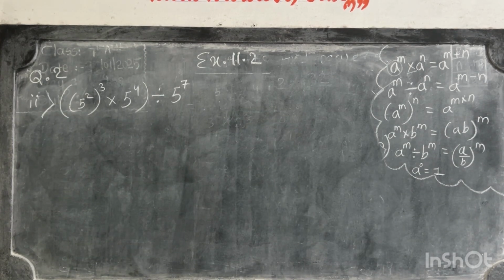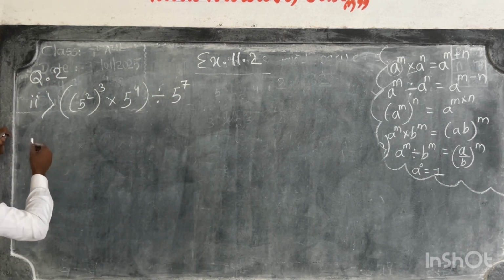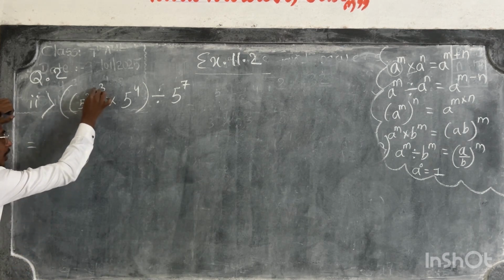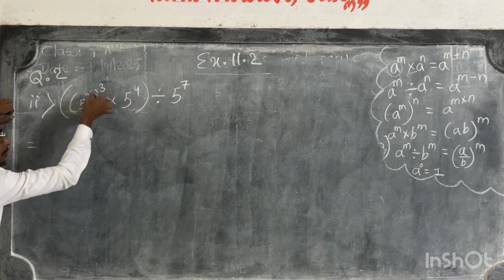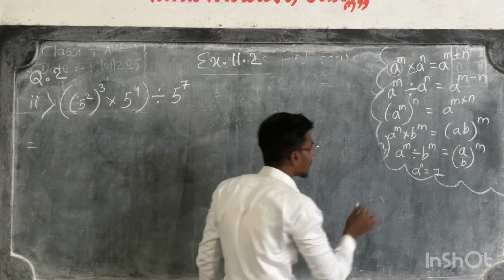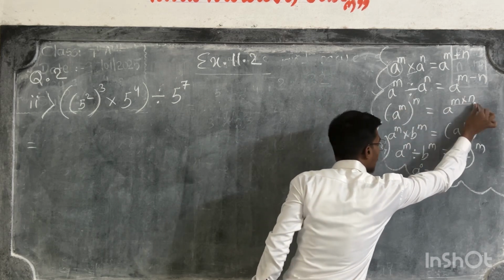Now come to the next sub question of question number 2 from exercise 11.2. So we have to apply the identity and simplify this expression. You can see this is in the form of a to the power m whole power n, so we can apply that identity here. According to that identity, a to the power m whole power n, both the powers will be multiplied.